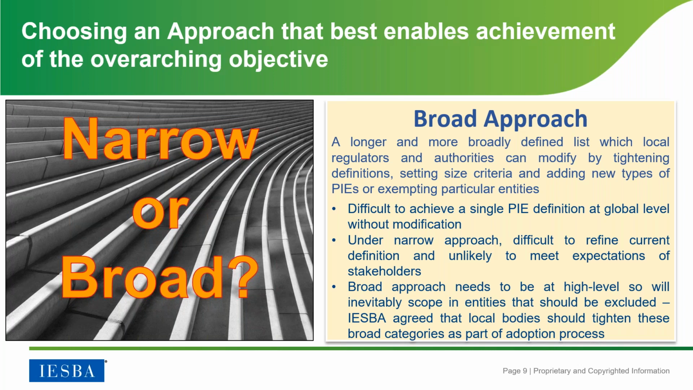So under a narrow approach, we felt it was difficult to refine the current definition and unlikely to meet the expectations of some of our stakeholders, who felt it was important that we should give more of a steer and indication as to what should be in a definition of PIE. So we settled on a broad approach, but it had to be at a high level. So it's inevitably scoping in entities that frankly should be excluded. And we agreed that local bodies had the key role to play in tightening those broad categories as part of an adoption process. As I say, the choice was narrow or broad. There wasn't really an in-between option.